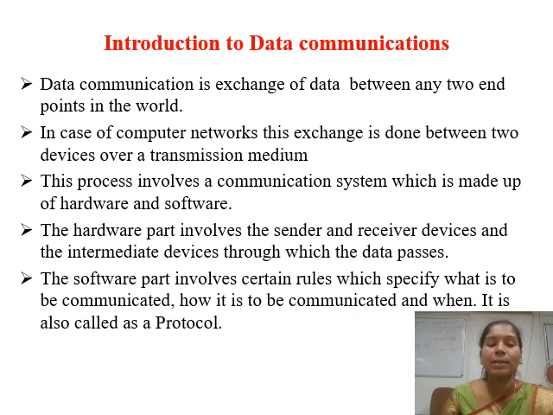The fourth point is that the hardware part involves the sender and receiver devices and the intermediate devices through which the data passes. The hardware part includes the sender node and the receiver node, and the intermediate devices are your routers, gateways, cloud, and server. Those are all intermediate devices.